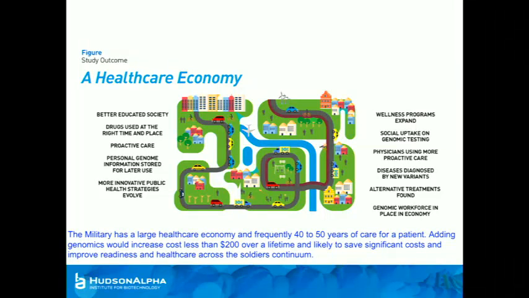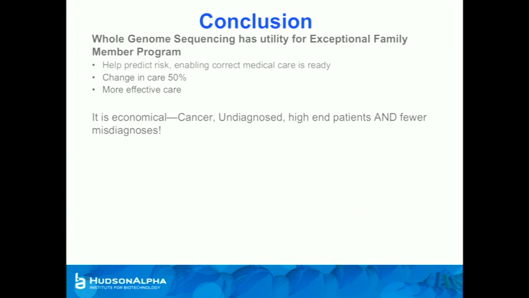If you were to sequence every genome, and I'm not saying it's economical to do that, across your force, it's less than $200 a year for having a blueprint for your troops. It's something to think about as you go down the road. So in conclusion then, whole genome sequencing is doable for your Exceptional Family Member Program.